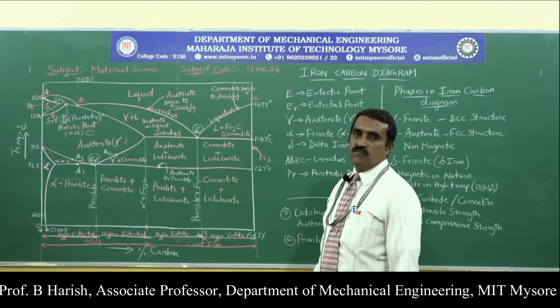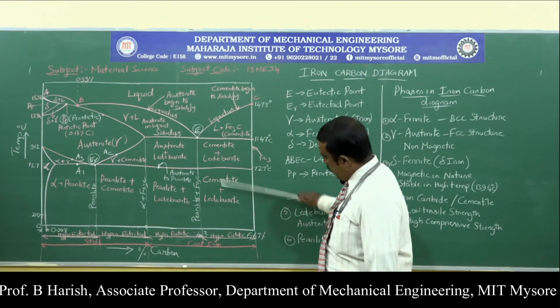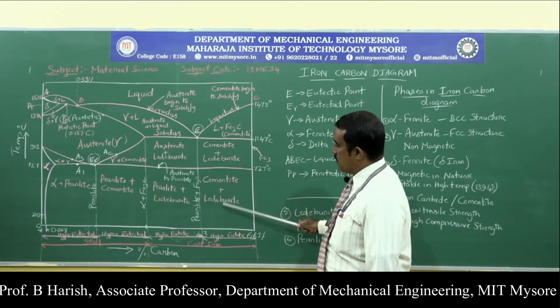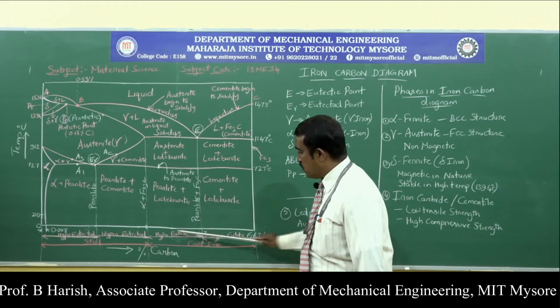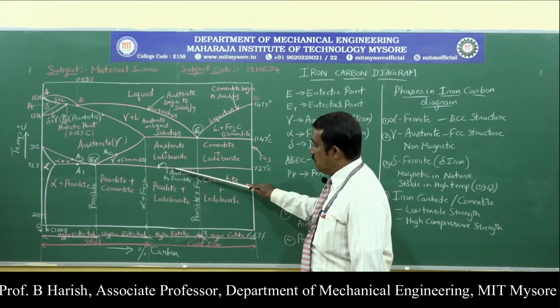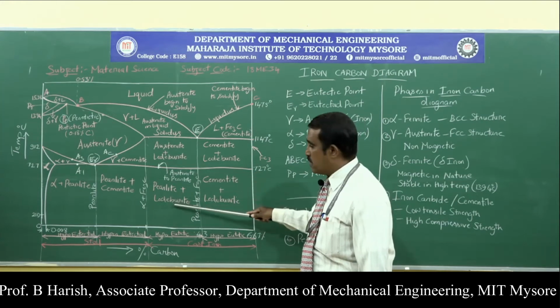Fe3C is nothing but the cementite form of iron. So this is cementite plus ledeburite, and below 727 degrees centigrade, once again it will be cementite plus ledeburite. So here in this region you can observe from 2.7 up to 4.3%, the austenite gets changed into one more form, that is pearlite.